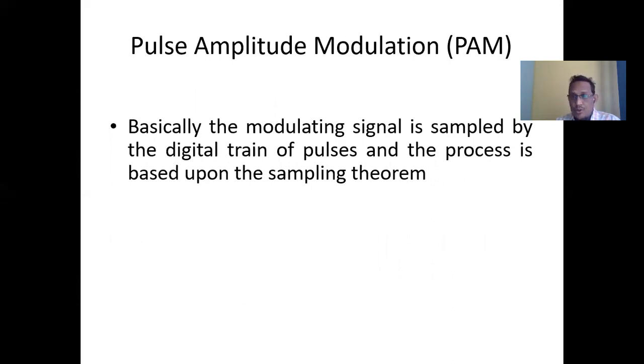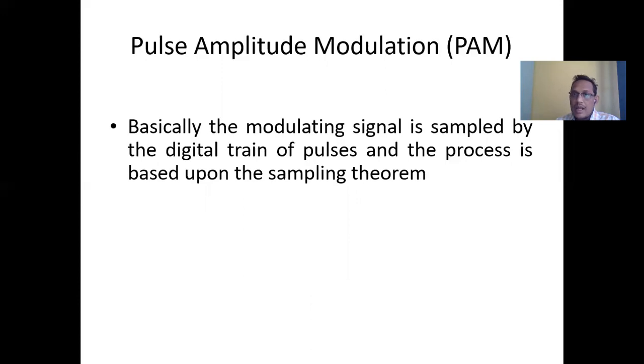Pulse amplitude modulation. This pulse amplitude modulation is exactly identical to the amplitude modulation, where I can define the definition of pulse amplitude modulation. In pulse amplitude modulation, the high frequency pulse train is changed according to the amplitude of the modulating signal by keeping position and the width constant. It's called pulse amplitude modulation.